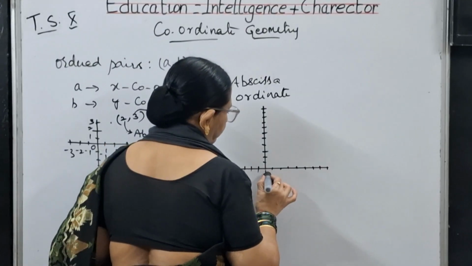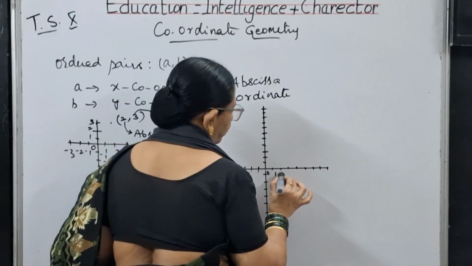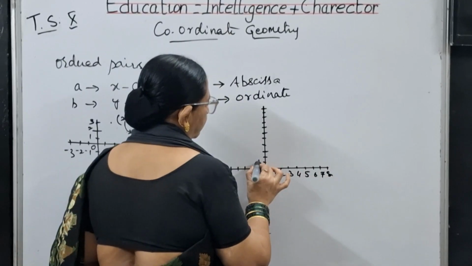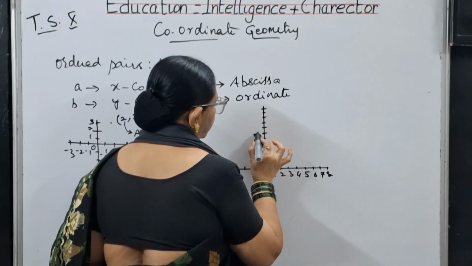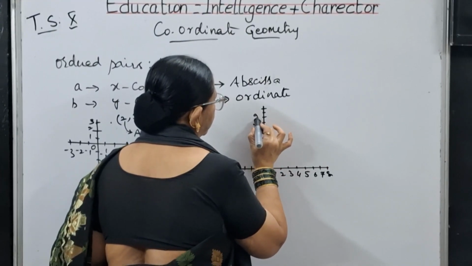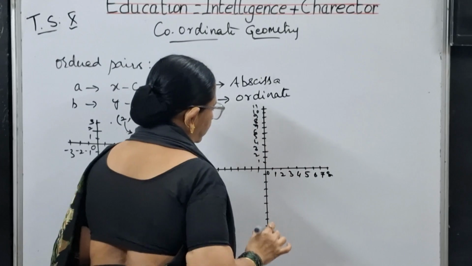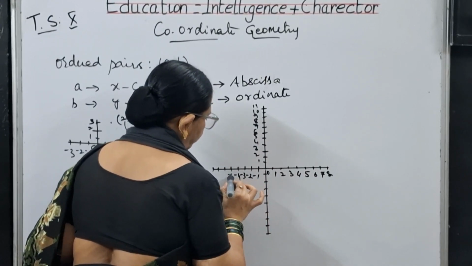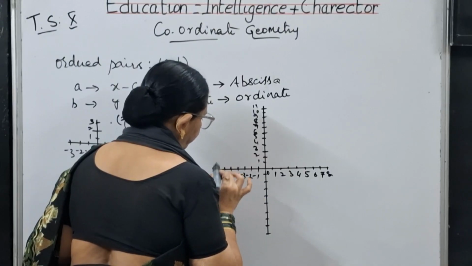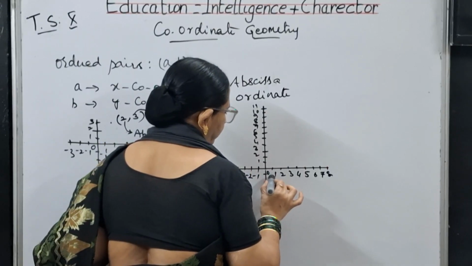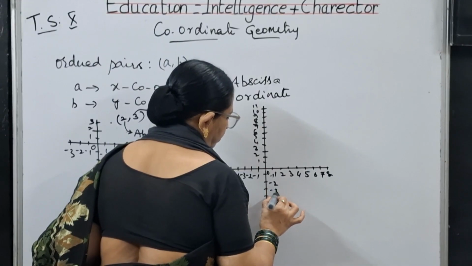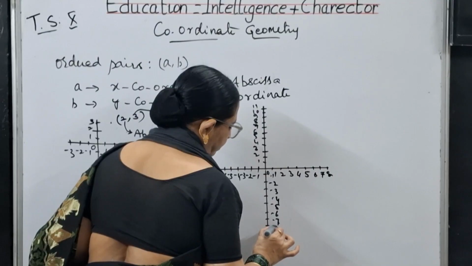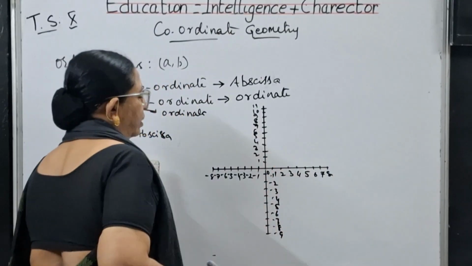So here we consider this point is origin. This is 1, 2, 3, 4, 5, 6, 7, 8. 1, 2, 3, 4, 5, 6, 7, 8, 9, 10, 11. I have taken here. So minus 1, minus 2, minus 3, minus 4, minus 5, minus 6, minus 7, minus 8. It goes on like this. Here also minus 1, minus 2, minus 3, minus 4, minus 5, minus 6, minus 7, minus 8, minus 9. It goes on like this.